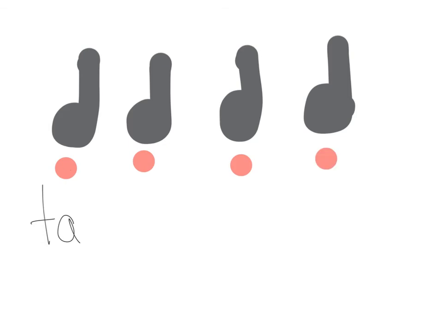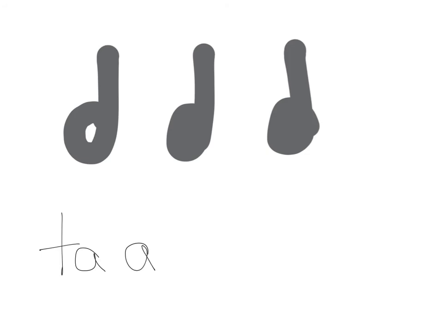Okay, so let's say we have a measure that has 4 notes in it. Quarter note, quarter note, quarter note, quarter note. Real simple. When we see this, we're going to say the syllable ta, T-A, ta. So when we read this, it's going to be ta, ta, ta, ta. We're not going to make it short, we're going to make it just as long as it needs to be. Ta, ta, ta, ta.